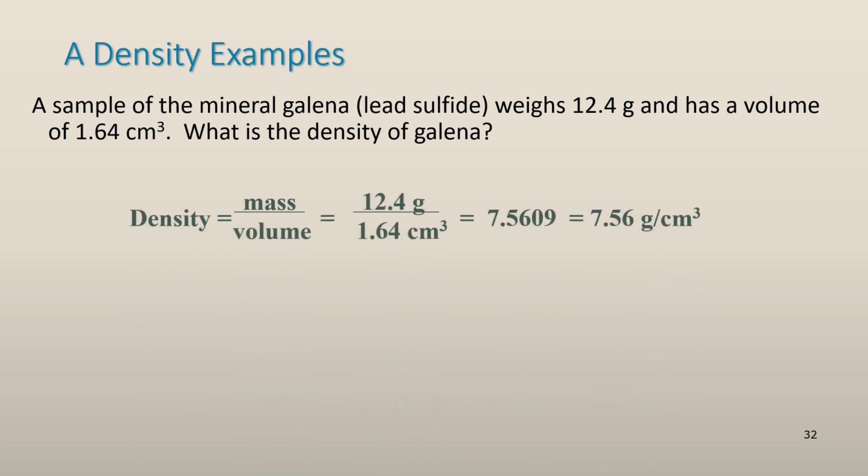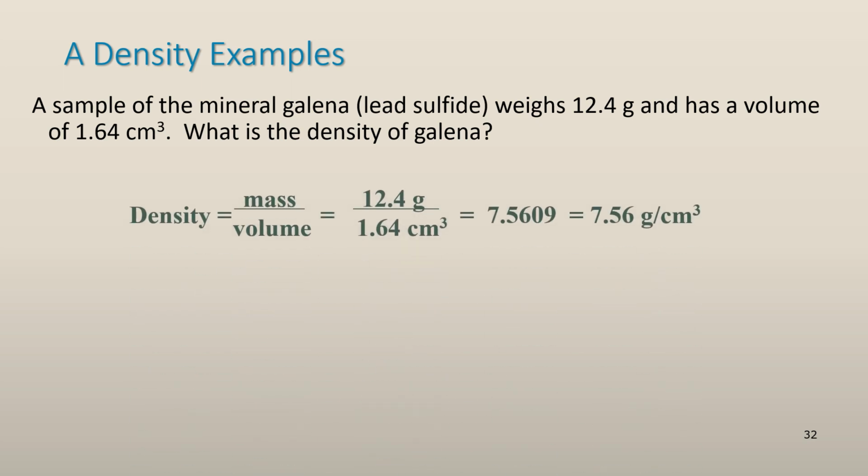What's the density? Well, we know density is mass divided by volume. So we take the mass, 12.4 grams, and the volume, 1.64 centimeters cubed, divide it out, and round it. We'll talk about rounding and significant figures in just a minute. 7.56, and the units are grams per centimeter cubed, which you have to put. In this case, it's just gram divided by centimeter cubed, so gram per centimeter cubed.